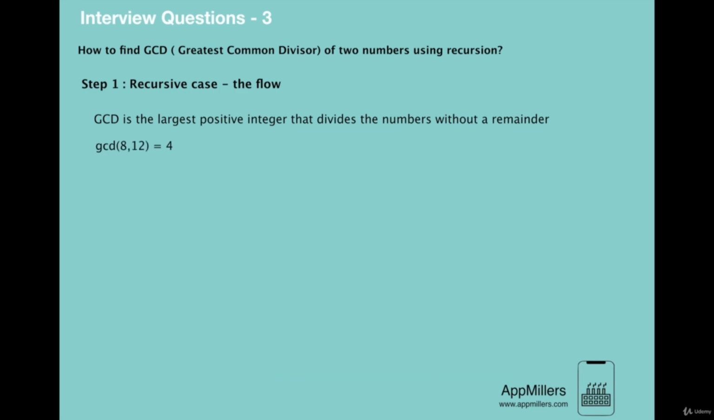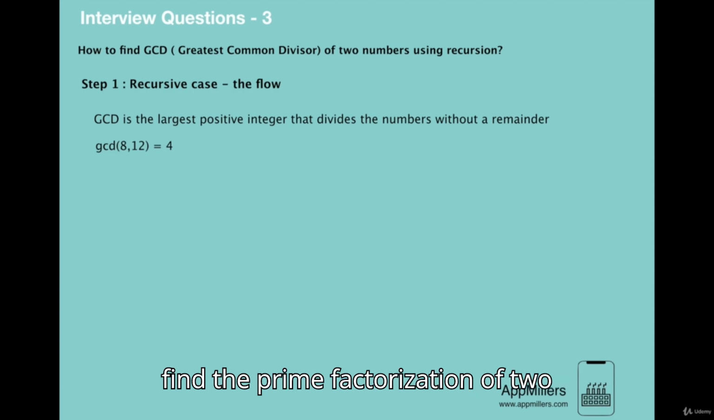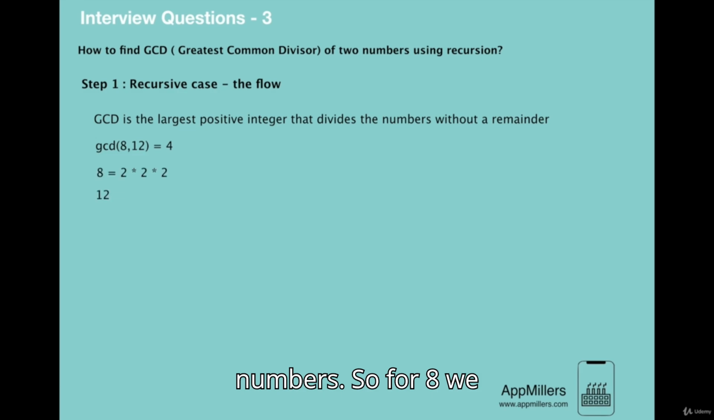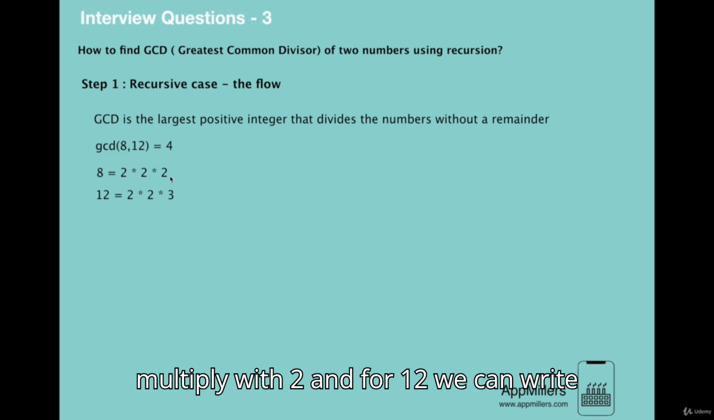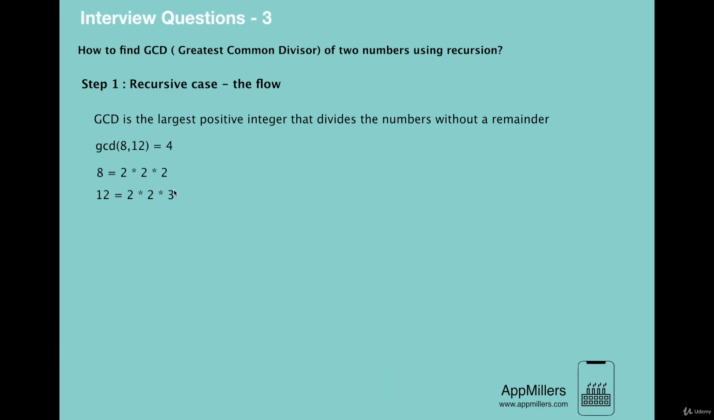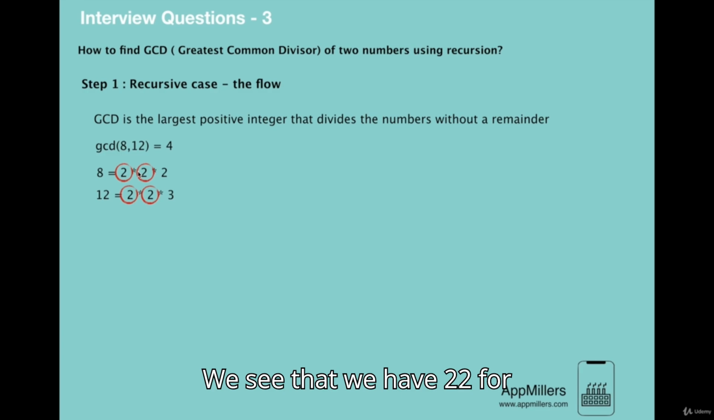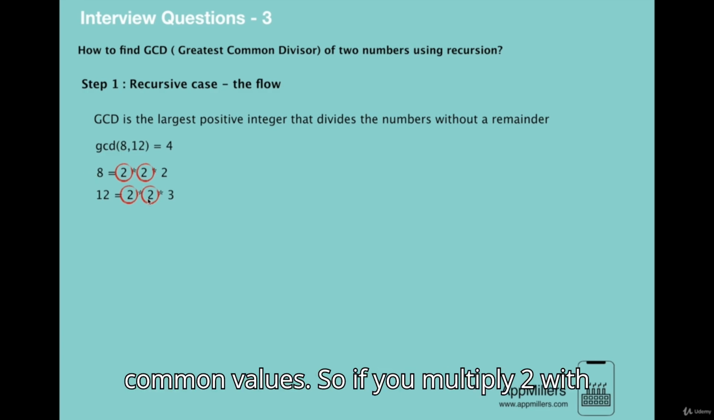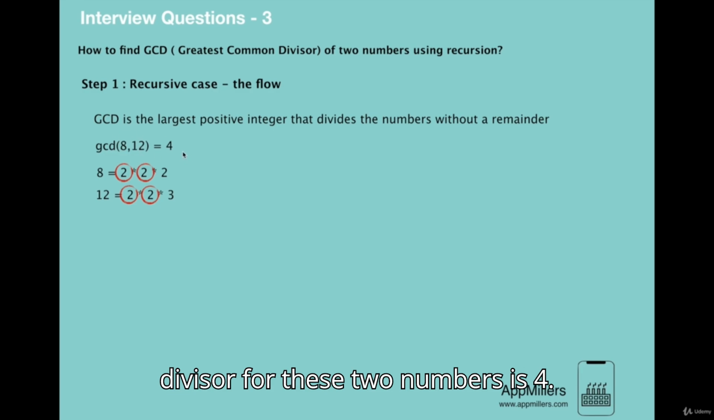So how do you find this? One of the methods of finding GCD is to find the prime factorization of the two numbers. For 8, we can write 2 multiplied by 2 multiplied by 2. And for 12, we can write 2 multiplied by 2 multiplied by 3. So what are the common values here? We see that we have 2, 2 for 8 and 2, 2 for 12, which are common values. If you multiply 2 with 2, we get 4. So the greatest common divisor for these two numbers is 4.